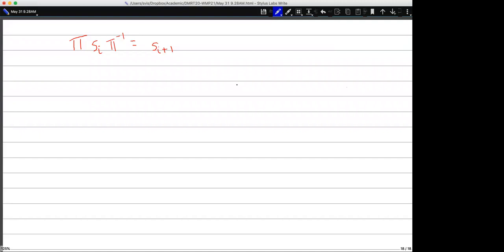This is one of the problems in Raghavan's problem sheet. Ah, wonderful. Okay, good. Nice.